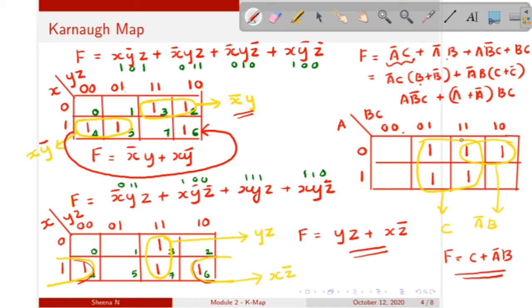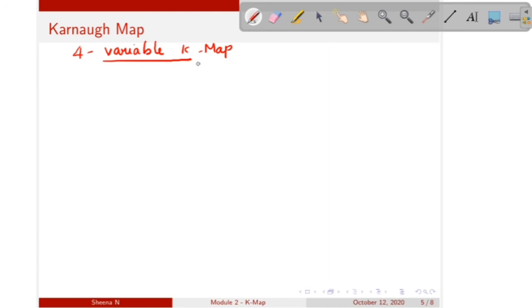So here we have a quad. When 4 ones are grouped together, how many literals are cancelled? 2 literals are cancelled, and we get only 1 literal in the expression in the case of a 3 variable K-map. Right? In the case of a pair, 1 variable is cancelled and we get 2 literals in the expression. Next, how grouping can be performed in the case of a 4 variable K-map.